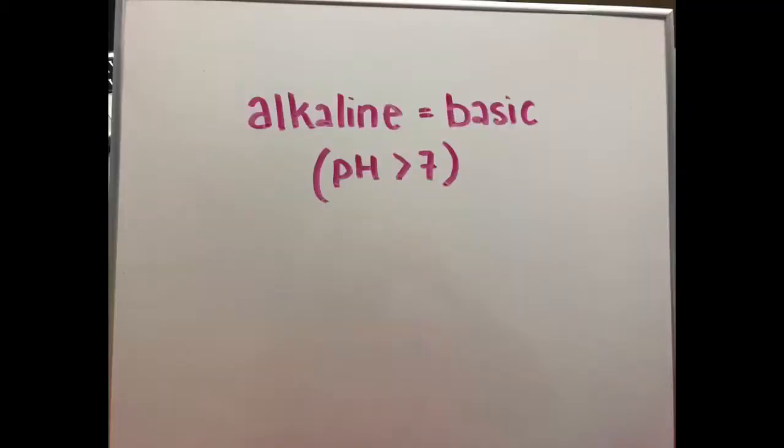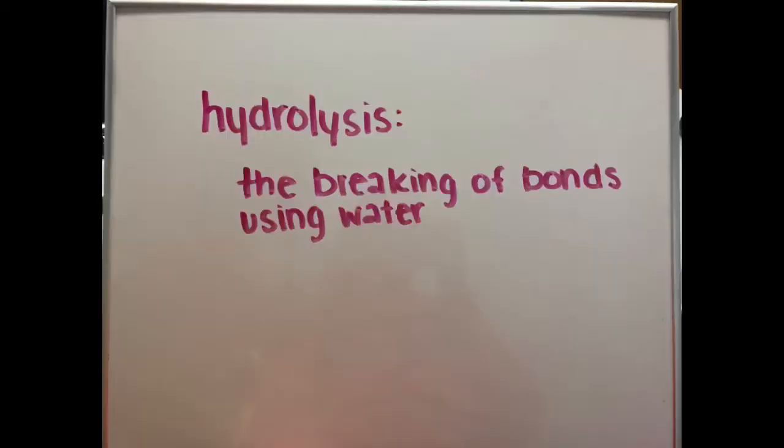Before we can get started, there are also some definitions that I need to explain first. The first of these is alkaline. This just means basic, or a solution that has a pH of above 7. The next definition is hydrolysis, which just means that we are breaking the compound's bonds using water.